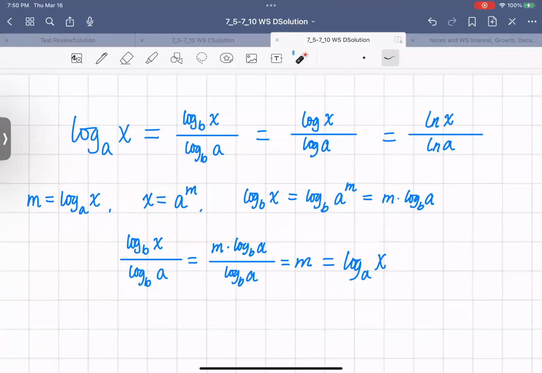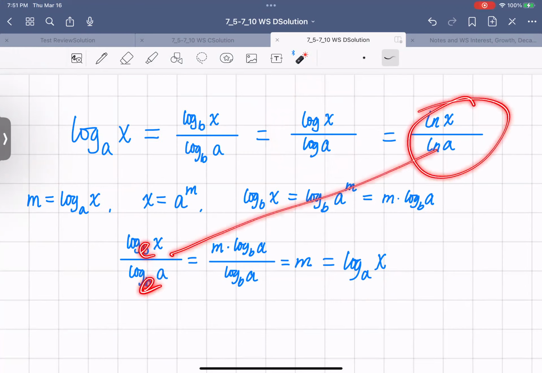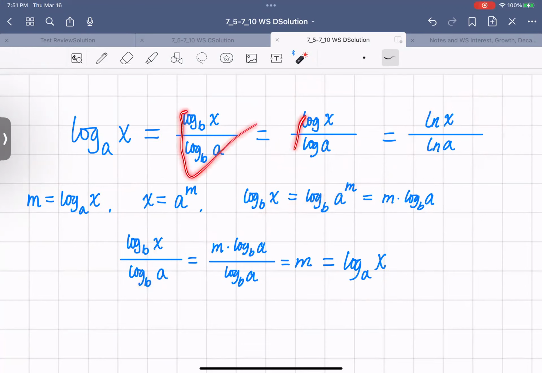Wow. Your b could be any positive number. So your b could be 10, which is that scenario. Your b could be e, that's this scenario. So this is the famous base change rule.